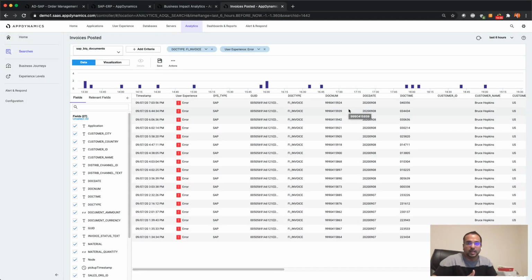And also, lastly, today, AppDynamics is the only solution which can go into this level of detail and tie in the SAP and non-SAP applications.